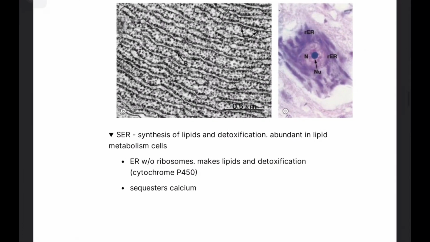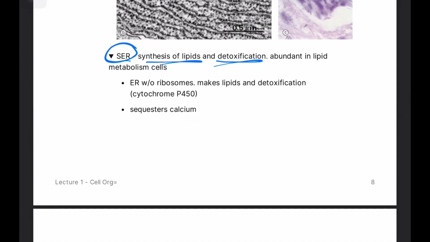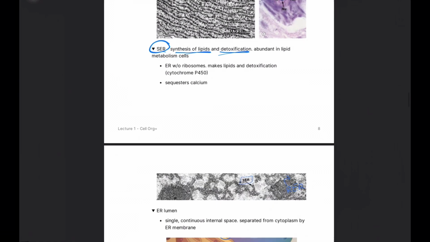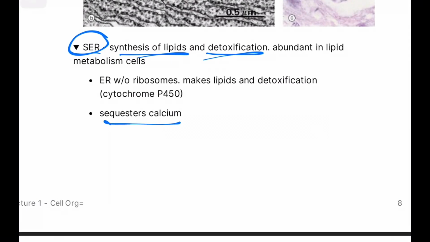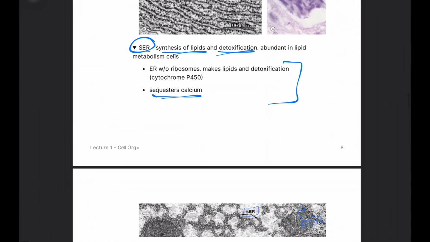Your smooth ER is going to be synthesis of lipids and detoxification. Is that important? Well, yeah, it's very important, right? Because that's literally the only function of the smooth ER. If you didn't know that already, then I would write down a note. If you knew that already, then I would just memorize it or maybe use Anki or whatever you use to kind of remember these different little aspects of the smooth ER.